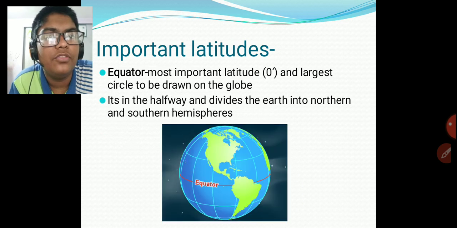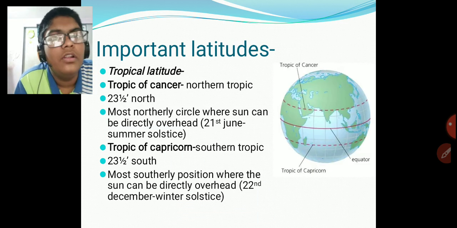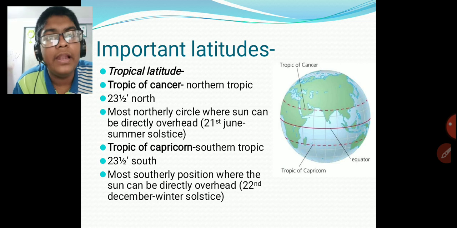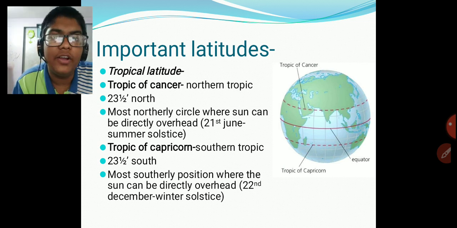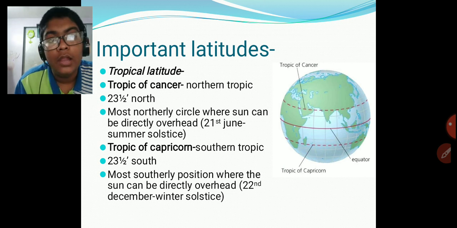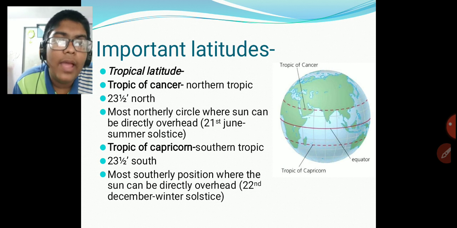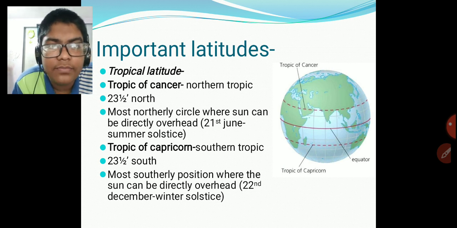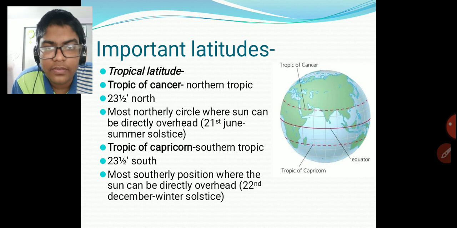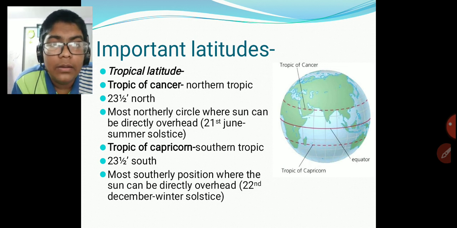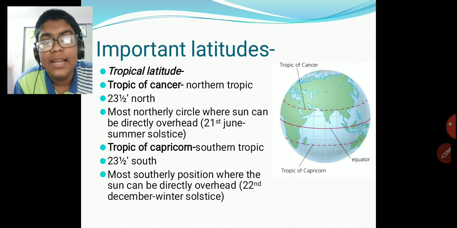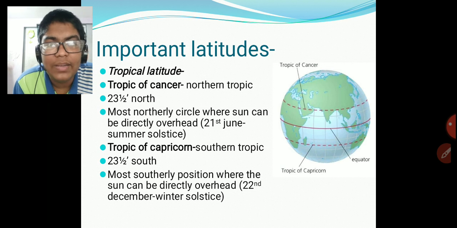We learned about tropic latitudes. The tropic latitudes are the Tropic of Cancer and the Tropic of Capricorn at 23.5 degrees north and south respectively. The Tropic of Cancer is the most northerly circle where the sun can be directly overhead, which is on 21st June, the summer solstice. The most southerly position is the Tropic of Capricorn, where the sun can be directly overhead, which is on 22nd December, the winter solstice.